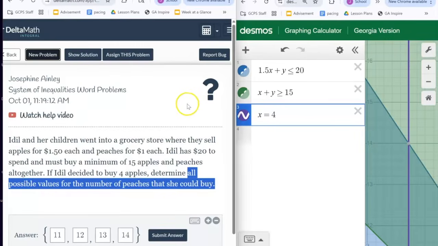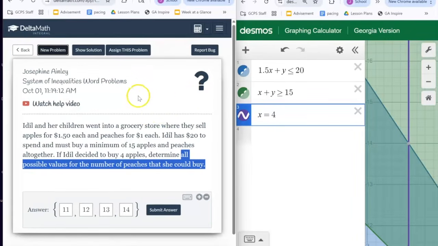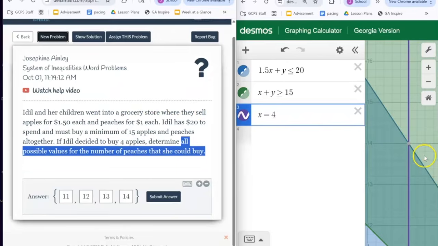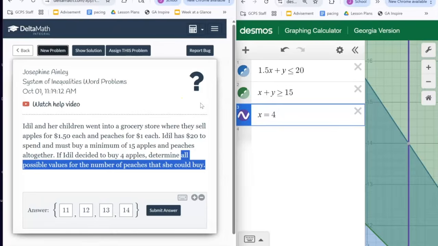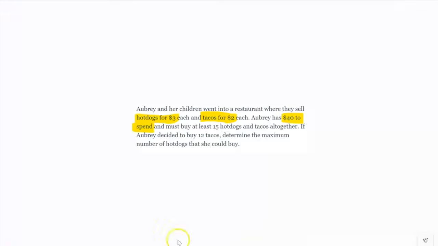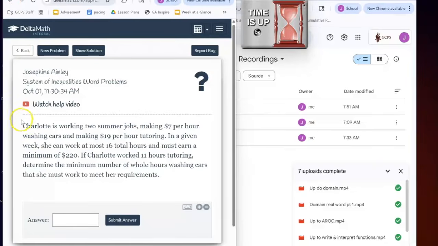So again, the key is you got to write the inequalities, put the inequalities in the graph, look at your solutions, then based on what they ask you, see what's possible. All right, so we're going to take a look at another question.